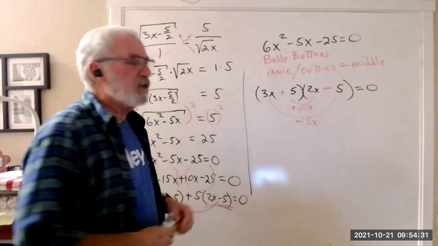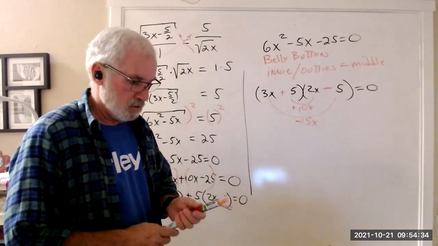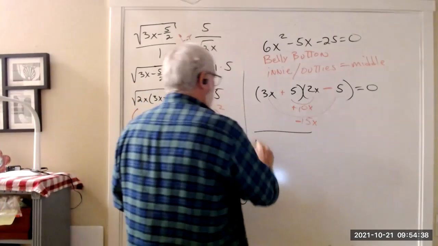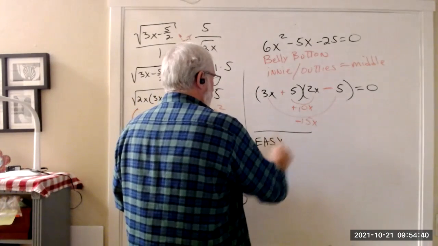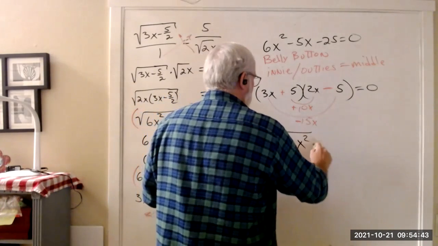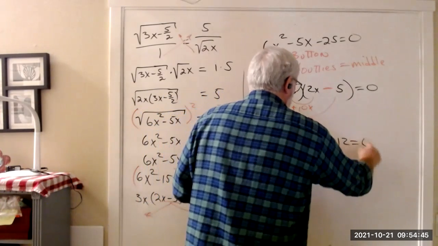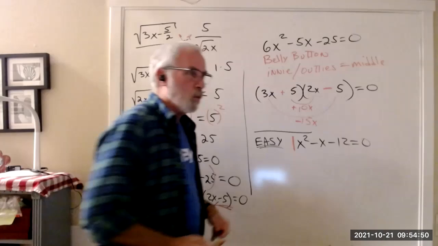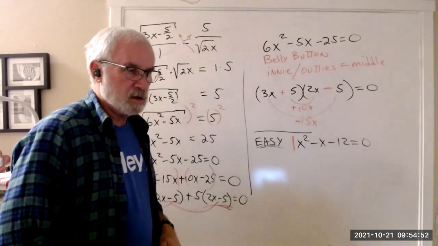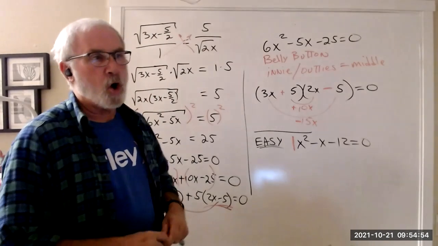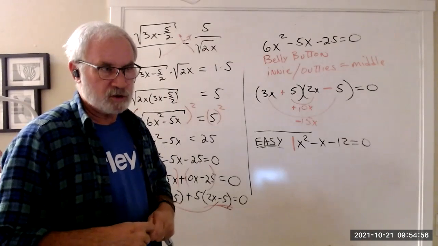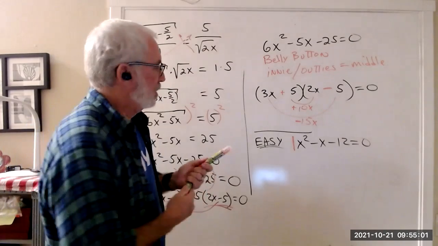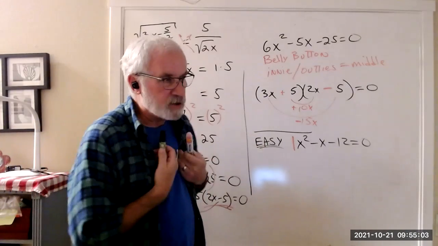If it's an easy trinomial, and by definition what I call an easy trinomial is one like x squared minus x minus 12 equals 0, where the coefficient is a 1, then the belly button method always works without too much struggling.